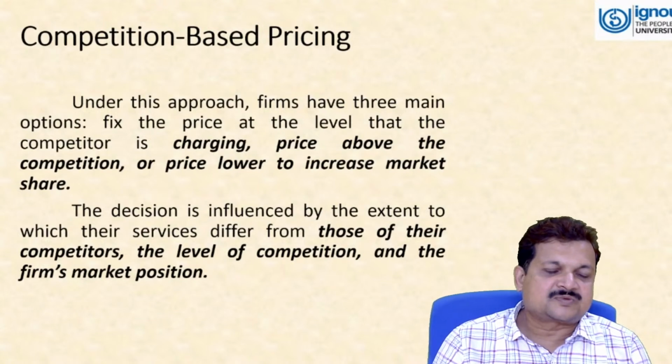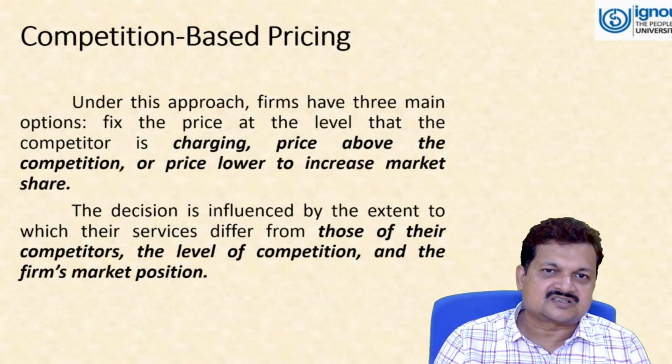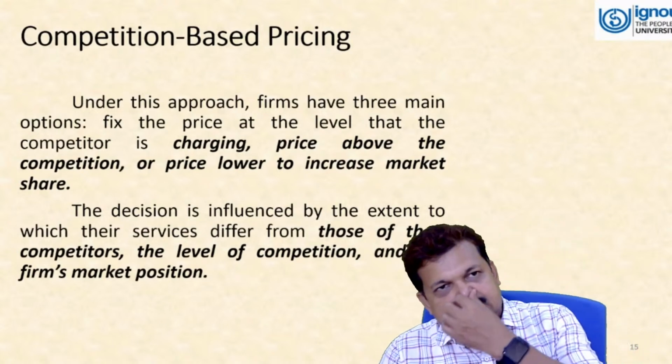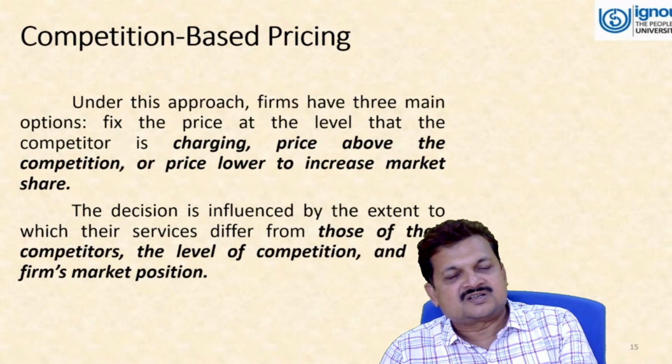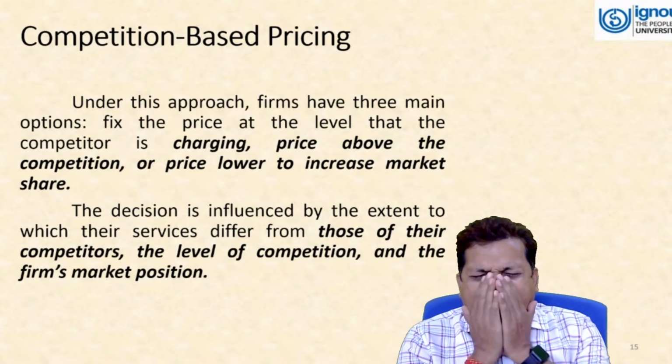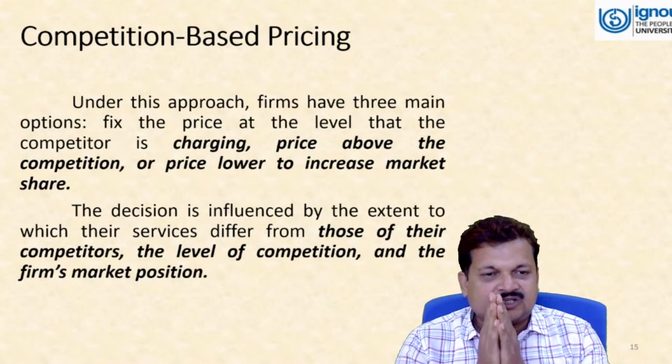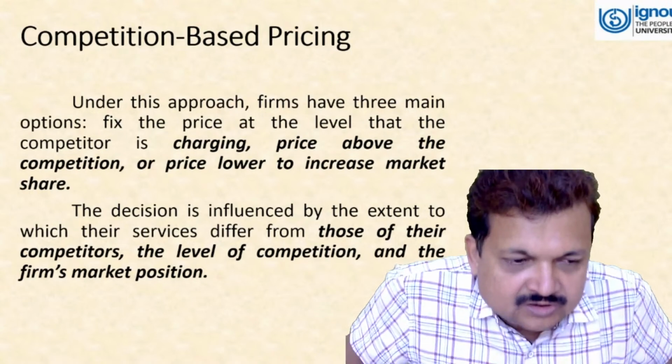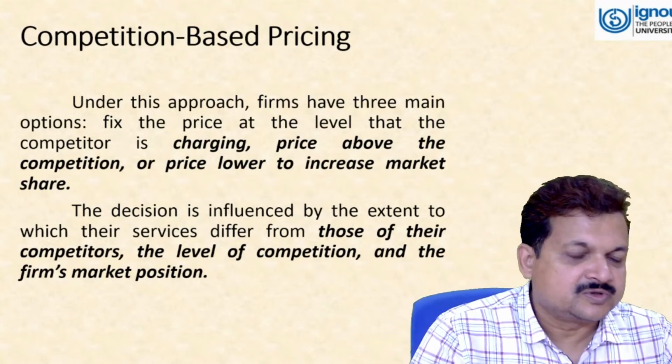Now, competition-based pricing. In competition-based pricing, you will mostly find three main options: fix the price at the level the competitor is charging, price above the competition, or price below to increase market share. Three categories of conditions are there when it is competition-based pricing. One is that your price is at par with the competitive price of the competitors.